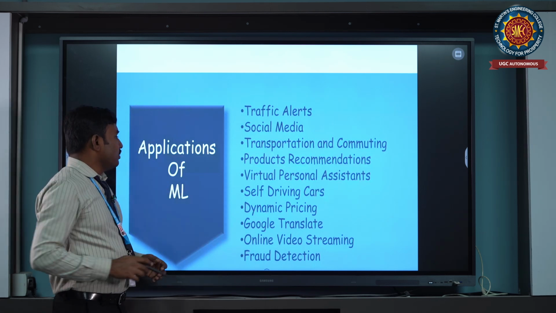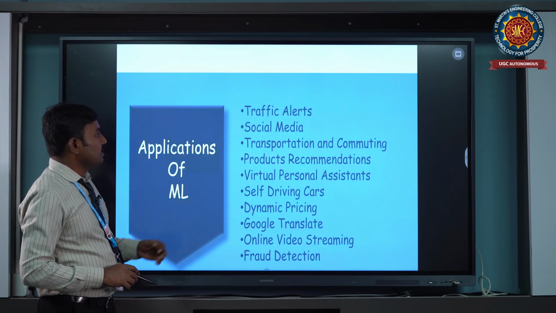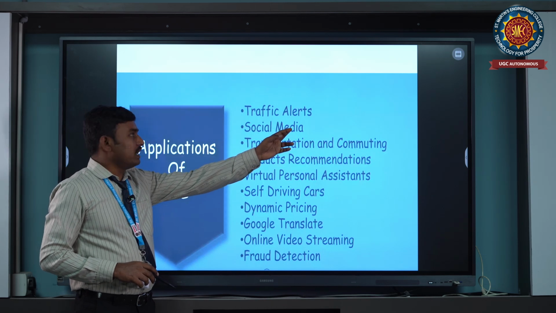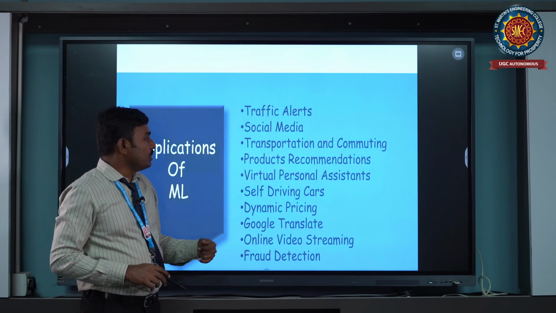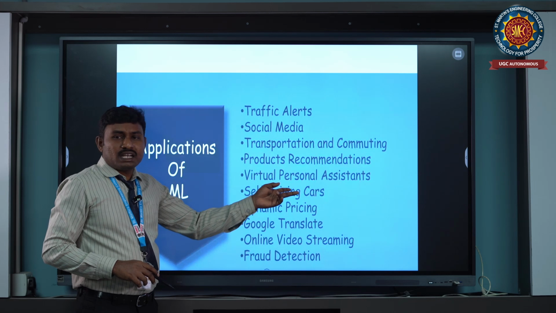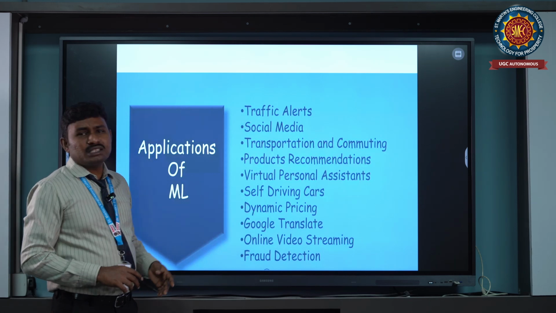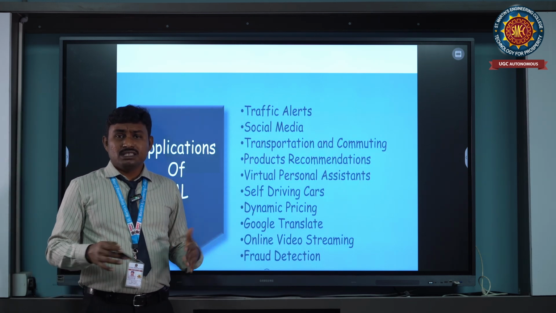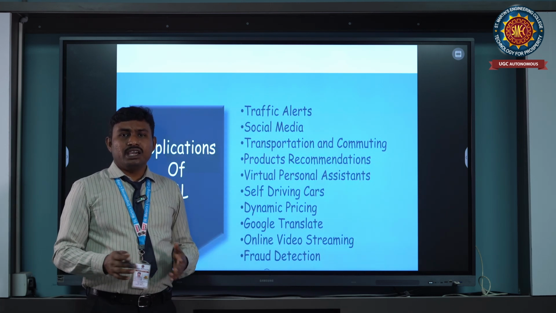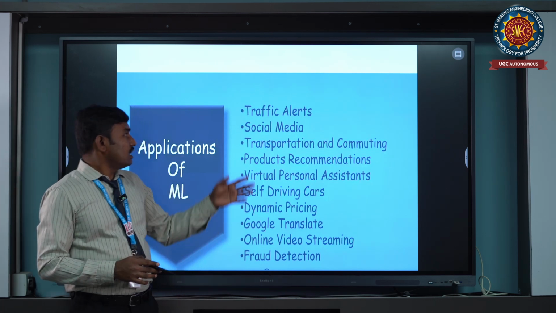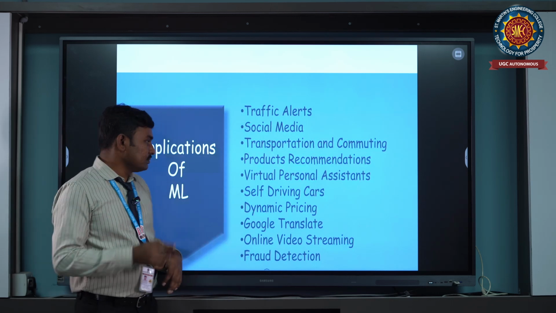Okay, now we are going to see some applications of machine learning. We can find traffic alerts by using machine learning. Next, social media, transportation and commuting, product recommendations, virtual personal assistants, self-driving cars, dynamic pricing, Google Translate. Nowadays everything is AI. Machine learning is a subset of artificial intelligence. Nowadays we are using everything with AI, and for that purpose we can solve most of the problems with machine learning.